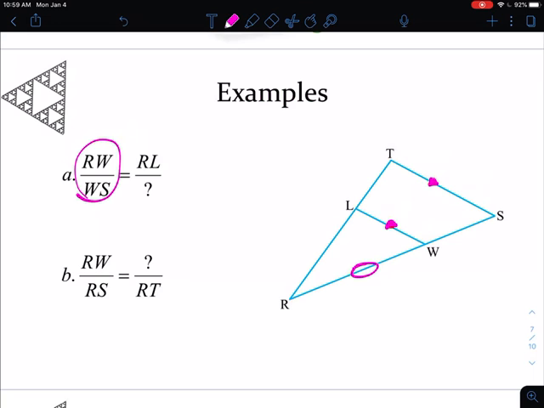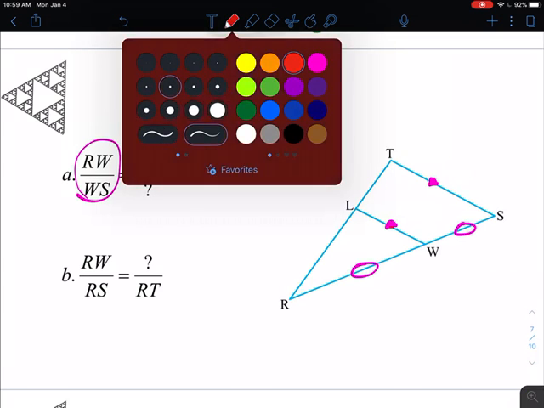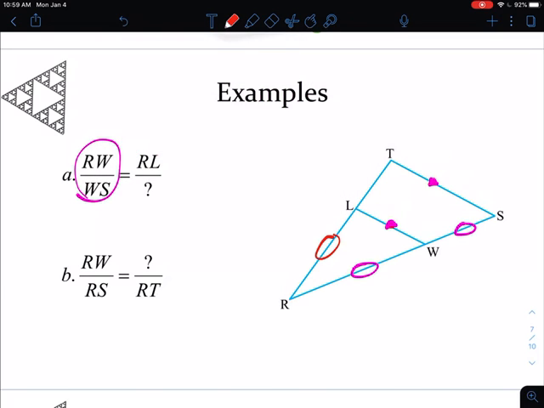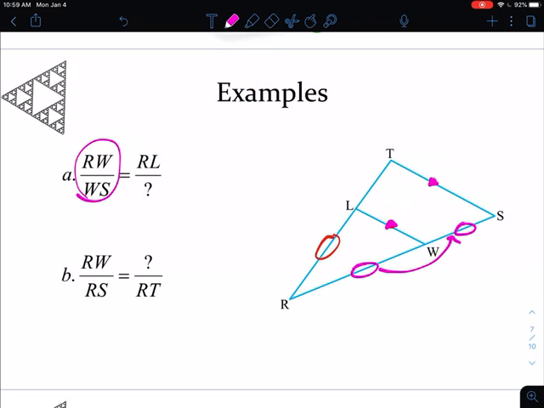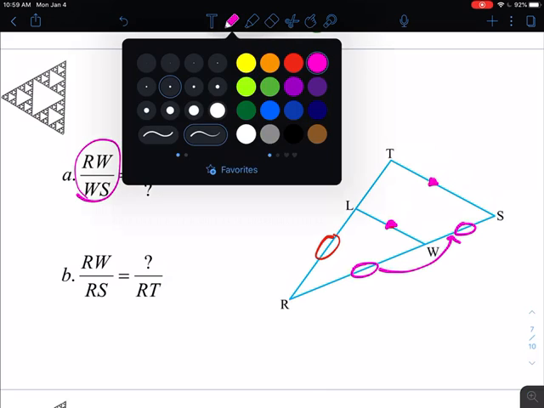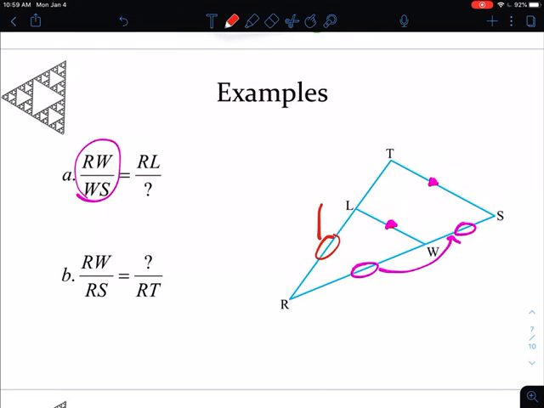So they're saying take RW right here, match it up with WS. And then on the flip side of that, they want you to match up RL with, and we got to fill in the blank. So since they went from RW to WS, we want to do the same thing and go from RL to LT. And so that's what we're going to fill our blank in with, is just the missing piece.